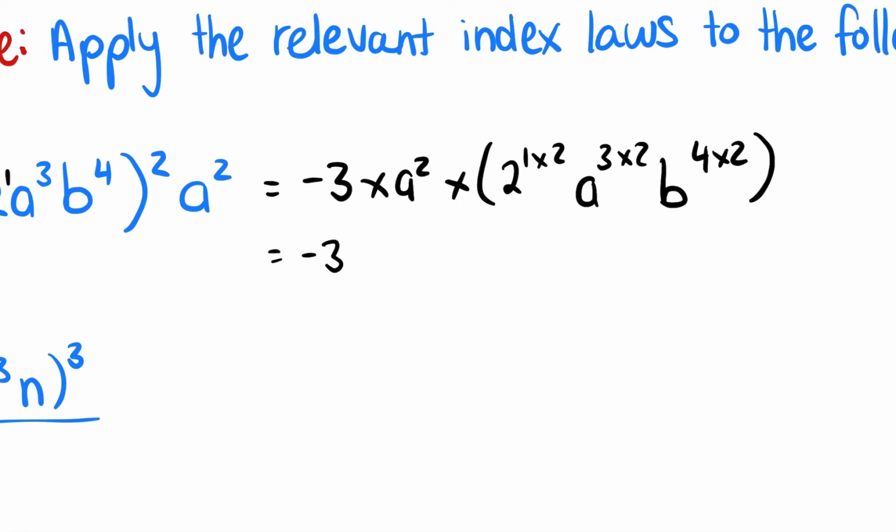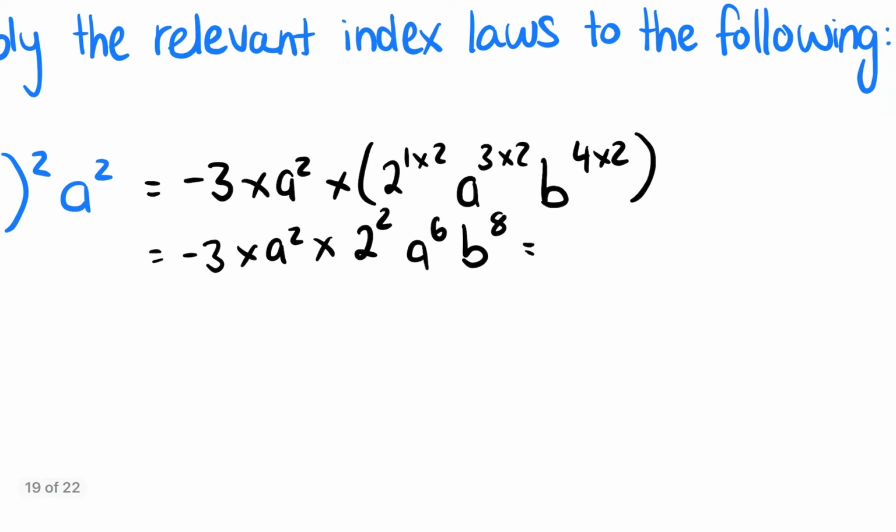We've still got that -3 times a squared times. Now we can simplify this. We've got 2 to the power of 2, a to the power of 6, and b to the power of 8. Now if I look at this, it can be simplified further. I've got -3 times a squared. I'm going to evaluate that 2 squared, which is just 2 times 2, so it becomes 4. A to the power of 6 and b to the 8.